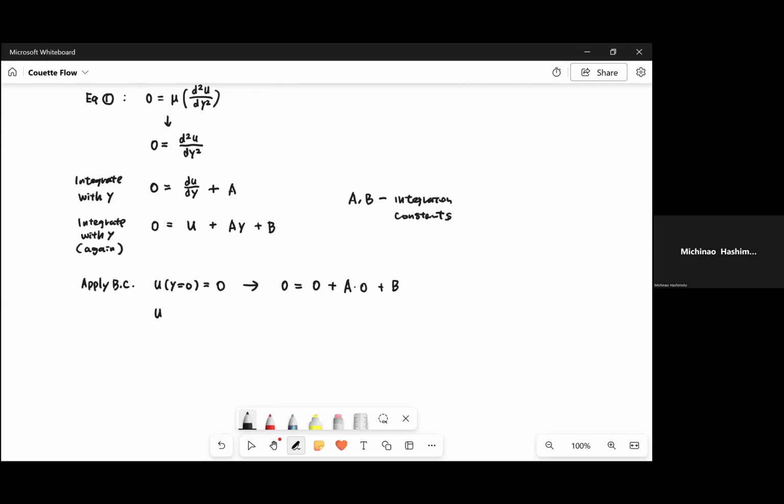The second boundary condition here is y equals h. You have a particular speed of u, which is moving along. So on the left hand side, u is going to be capital U at y equals h, and this is going to be a times h plus b. Right. So now we are able to just solve a and b. Let me write it down here.